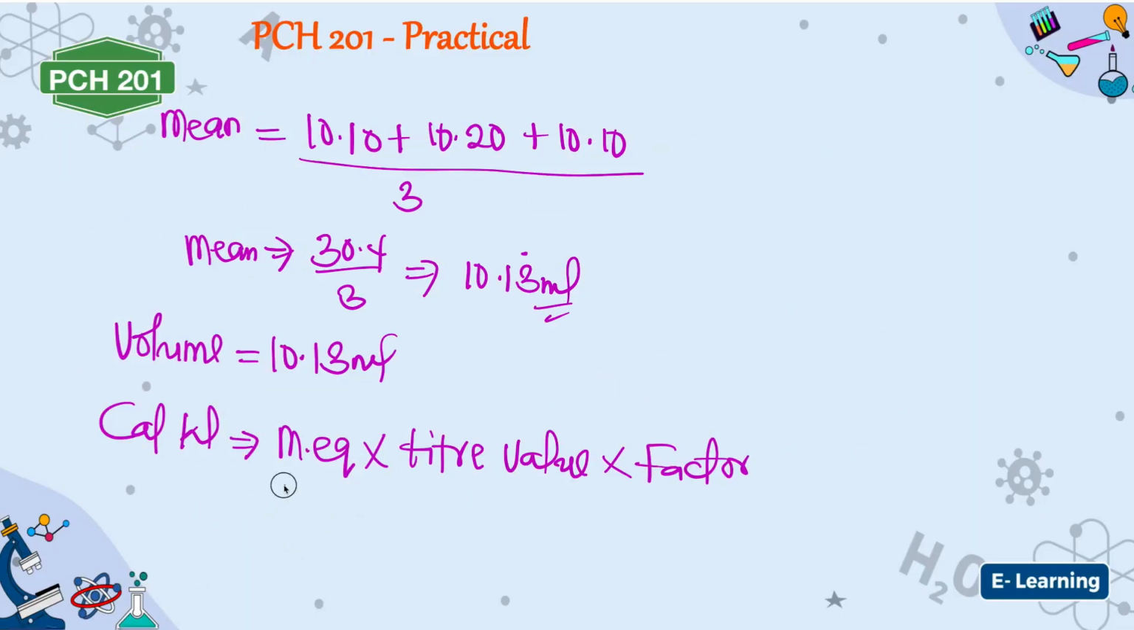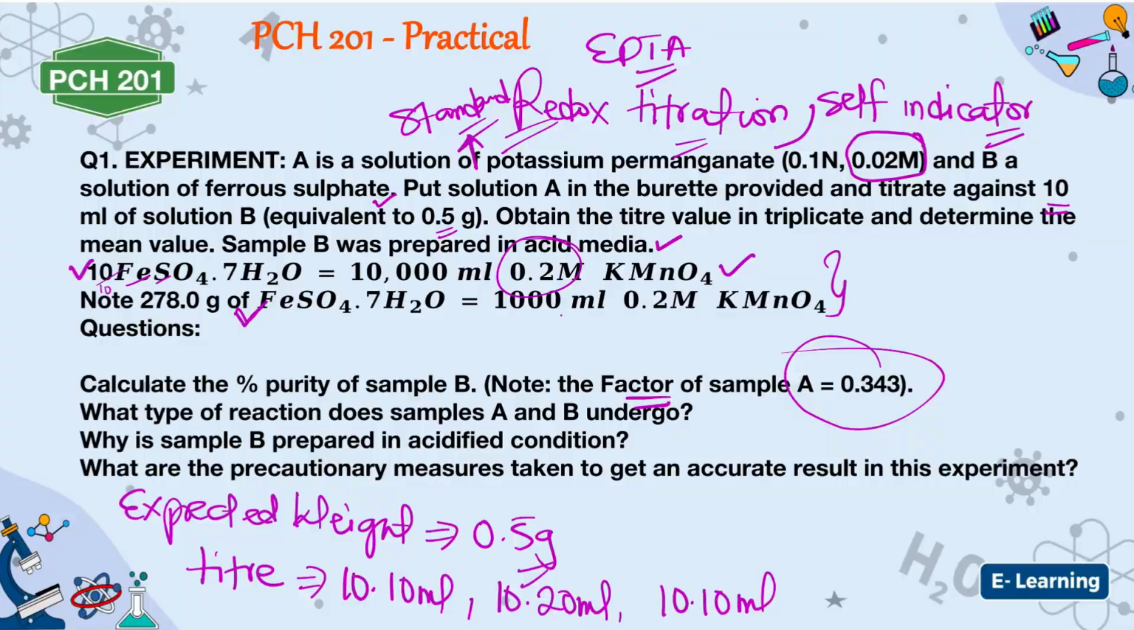So you come here and say 0.0278 times, what is your Titre value? Titre value is the average when you calculate here. Are you getting it? That is your Titre value, which is 10.13 times the factor. The factor was given in the question from the beginning. But if the factor is not given, we can still calculate it based on what I have taught you.